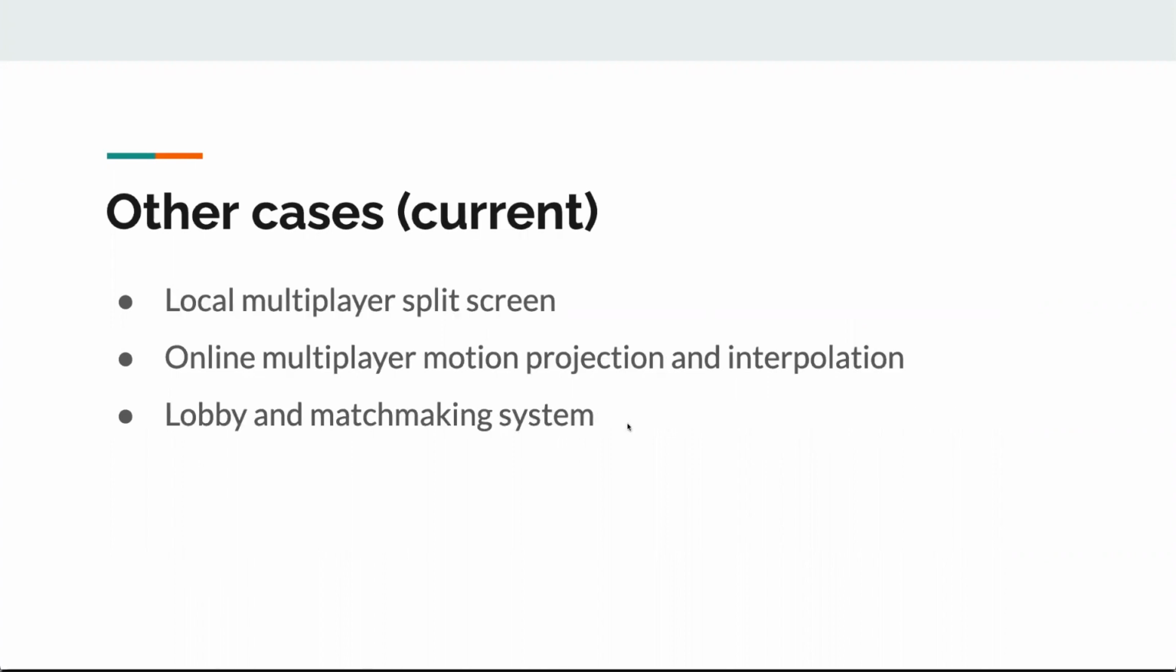A couple of cases that I'm currently doing proof of concepts on: local multiplayer split screen, to see whether this kind of game is really manageable to be split in the middle, and see whether 4 players, 2 players, 3 players sharing the same screen is going to be disorienting for them. Online multiplayer motion projection and interpolation, that's basically with a latency of 200 milliseconds at least, and a matchmaking system.